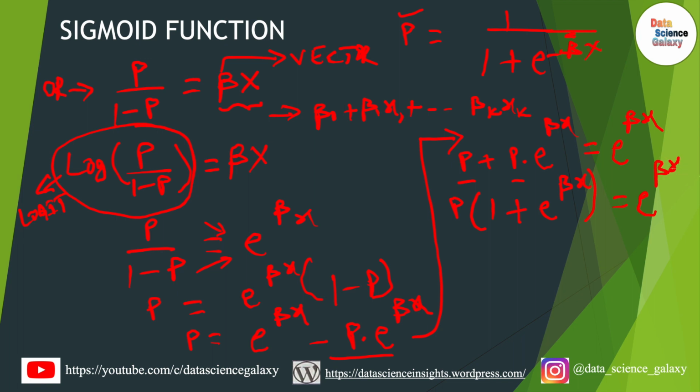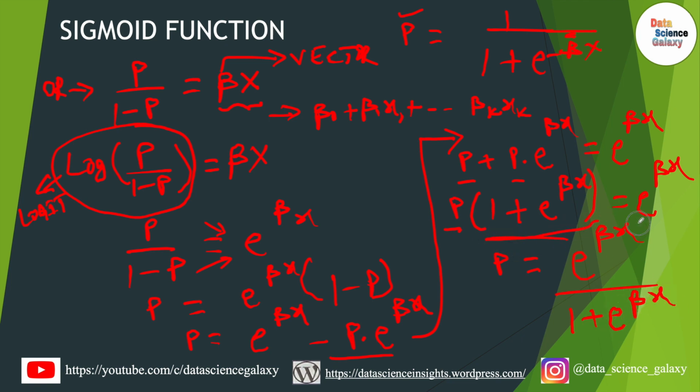x is equal to e to the power of beta x. I want to retain p here, so divide both left hand side and right hand side by this term, 1 plus e to the power of beta x. So I shall have only p on the left hand side. On the right hand side, I'll already have e to the power of beta x. So I shall divide this by 1 plus e to the power of beta x.